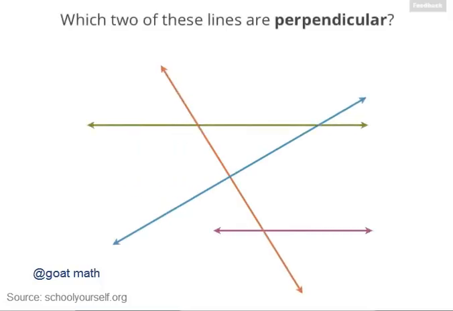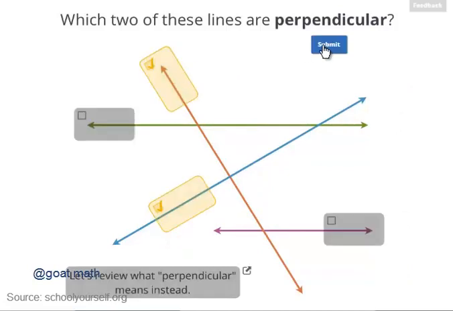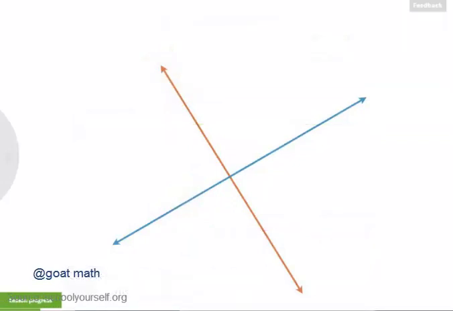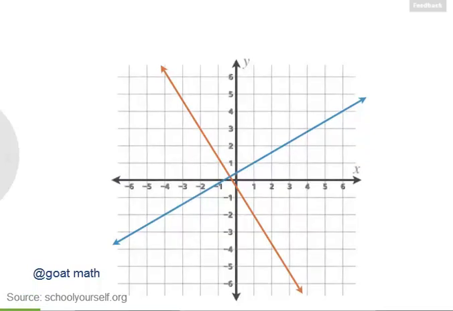Before we get to slope, can you identify which two of these lines are perpendicular? If you're not sure, click down here to review. Precisely, these two lines are perpendicular. They form right or 90-degree angles at their intersection. Next, let's draw in a coordinate plane.